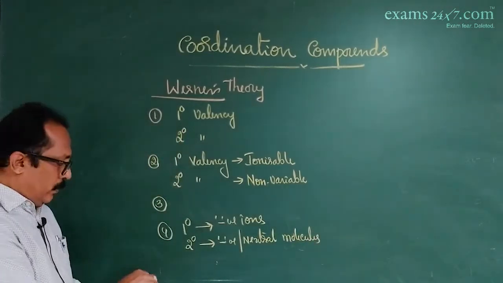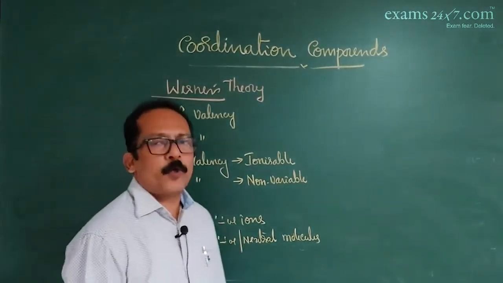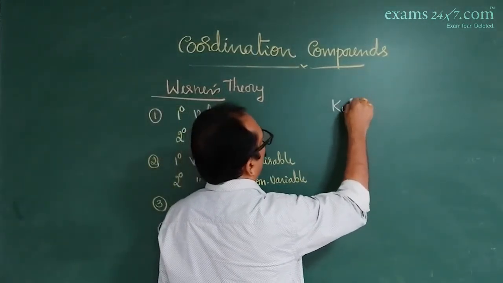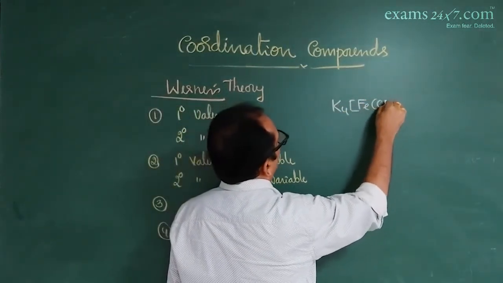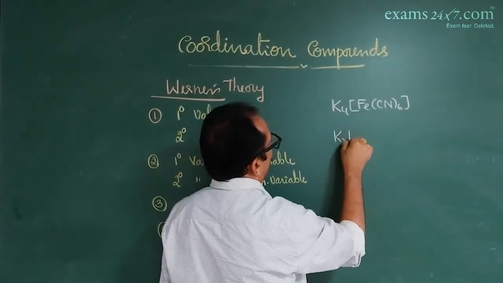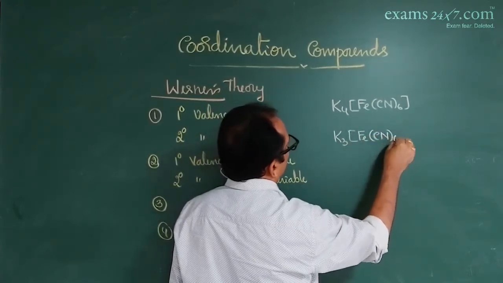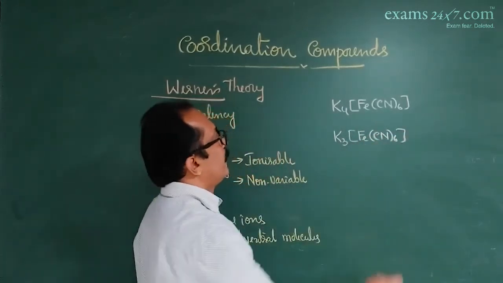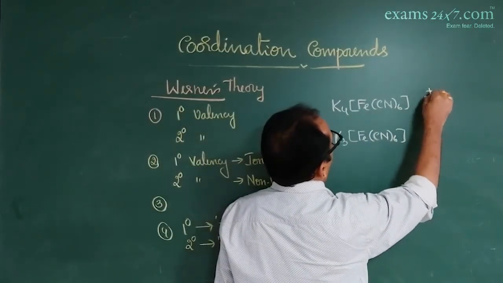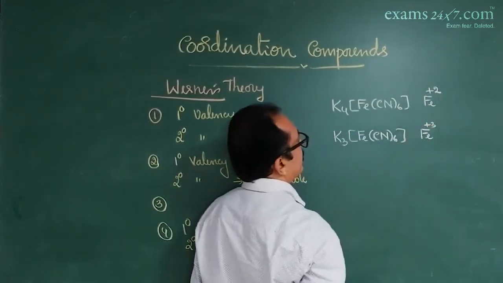Now, we'll take one example: potassium ferrocyanide and potassium ferricyanide. Potassium ferrocyanide is K4[Fe(CN)6], and potassium ferricyanide is K3[Fe(CN)6]. Here, the central metal ion is Fe+2. In this case, the central metal ion is Fe+3.